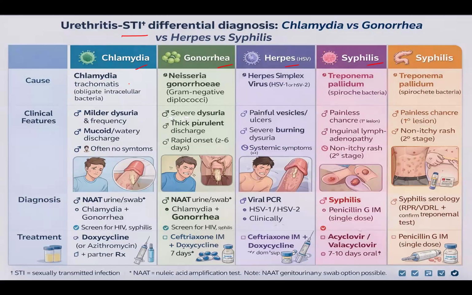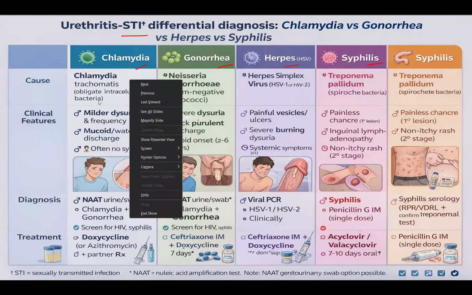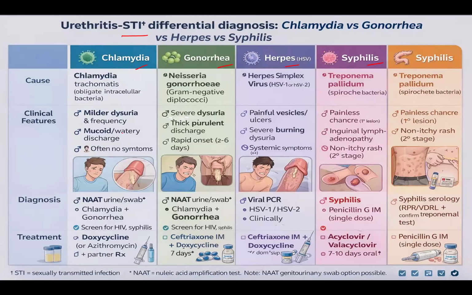When we talk about chlamydia, that was a case here. What is the main causative organism? Chlamydia trachomatis. Okay, now what will be the clinical features? There is going to be mucoid or watery discharge. This is the main thing. That is, the discharge is going to be whitish in color or semi-transparent. At times can be watery. Milder dysuria, more frequency in urination.